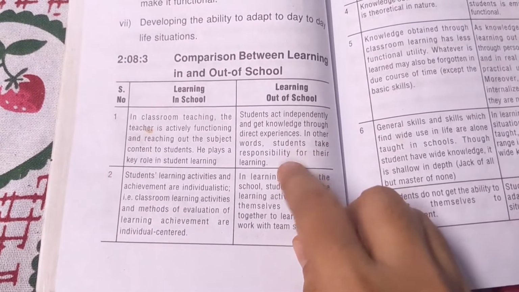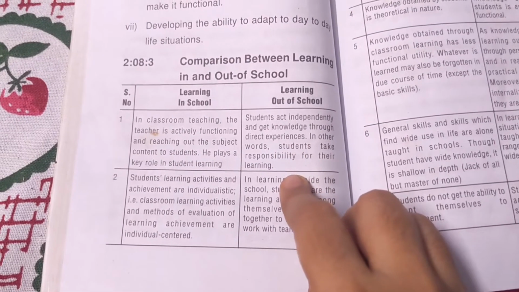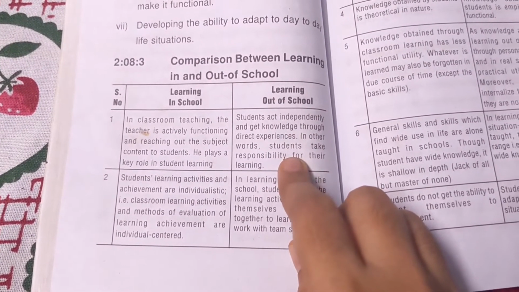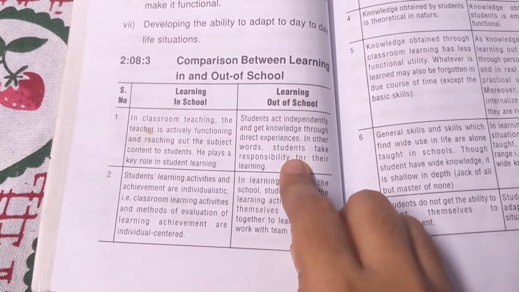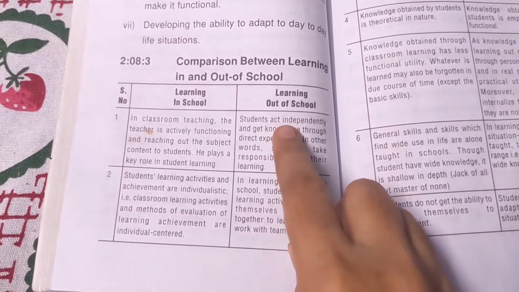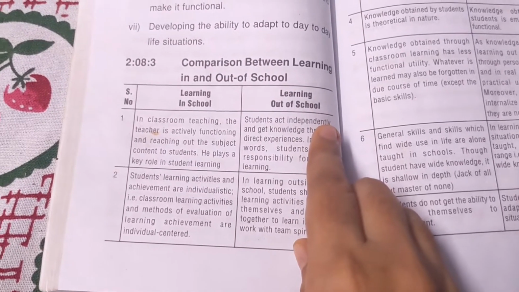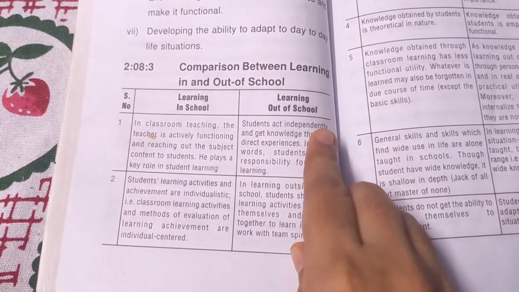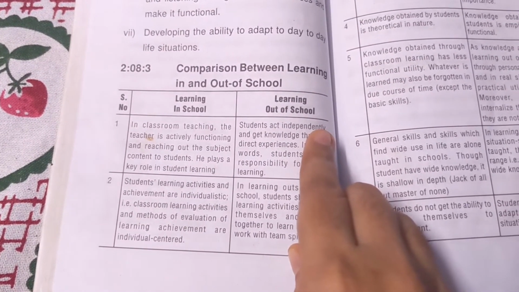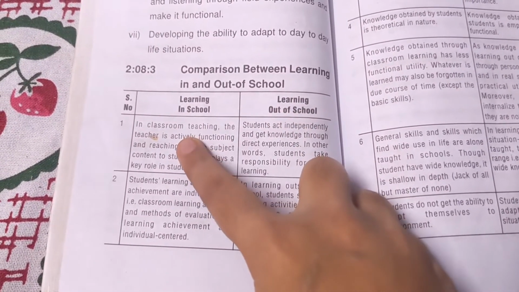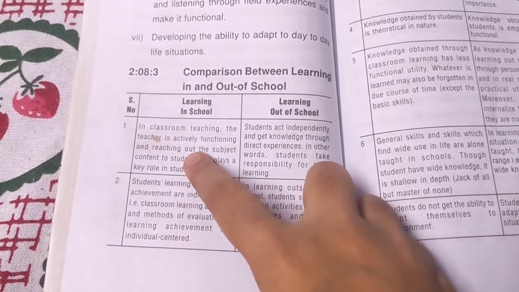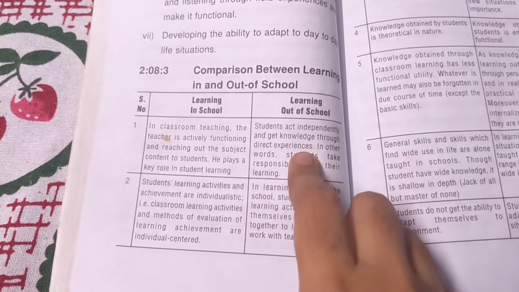And here the student takes responsibility for their learning. So here students are learning on their own. They are independent. They are not seeking the help of a teacher here, because this is learning out of school. Outside the school, the teachers are not going to teach. You are learning on your own by looking at what is happening around us in the world. Learning inside the school, it is the teacher who will be teaching the students. So this is the first point.